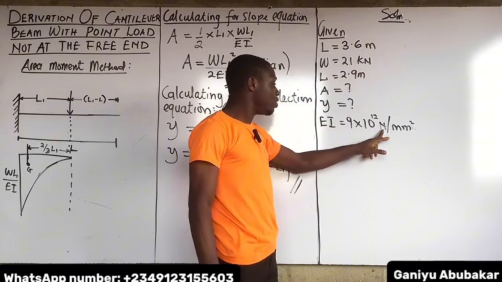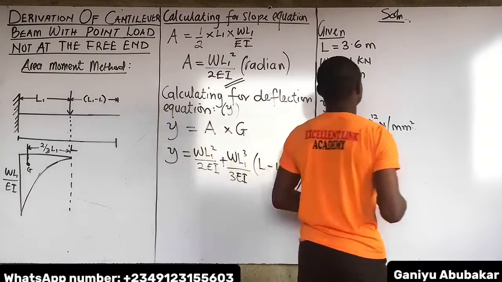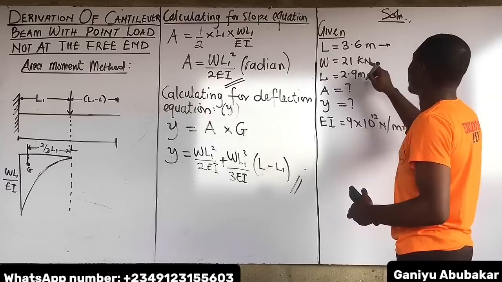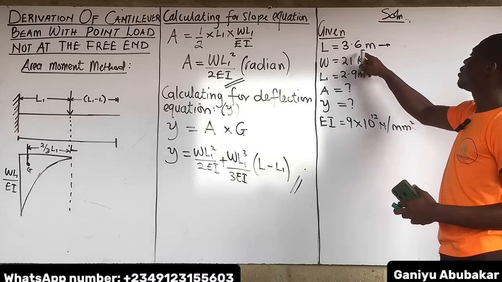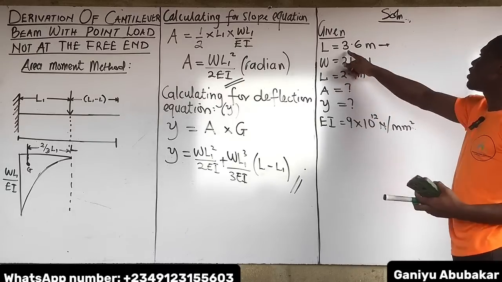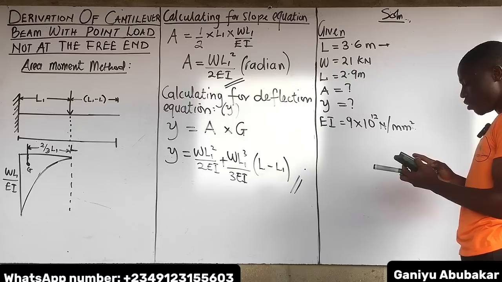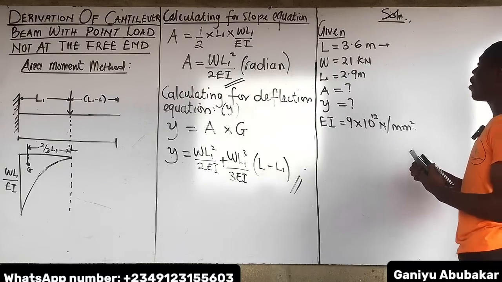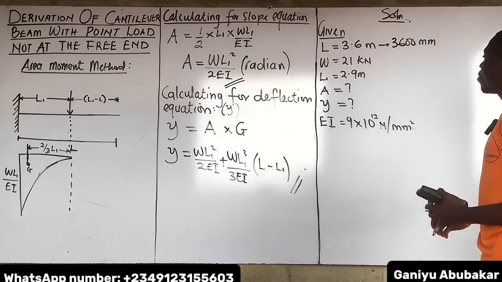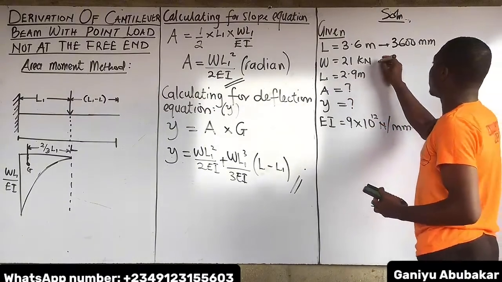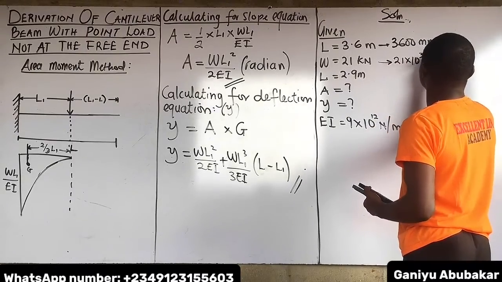When you are done with that, this is in Newton, not in kilonewton. So convert this kilonewton to what? To Newton alone. So now first task, let's convert this one here from meter to millimeter. Let's convert 3.6 meter to millimeter. Multiply 3.6 by 1000 there. I'll have 3600 millimeter.